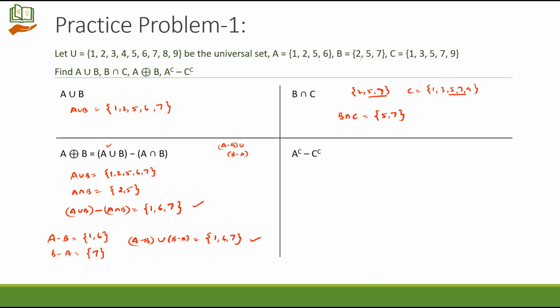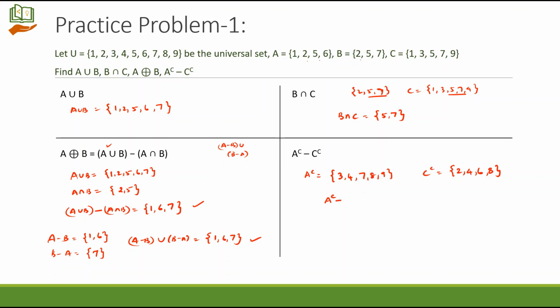Yes. Now we have to find the difference between A's complement and C's complement. Let's find A's complement. What is actually A? 1, 2, 5, 6. A's complement will be: 1, 2 we have, 3, 4, 5, 6 is present, 7, 8, 9. What about C's complement? 1 is there, 2, 3 is there, 4, 5 is there, 6, 7 is there, 8, 9 is there. So this is A's complement and this is C's complement.